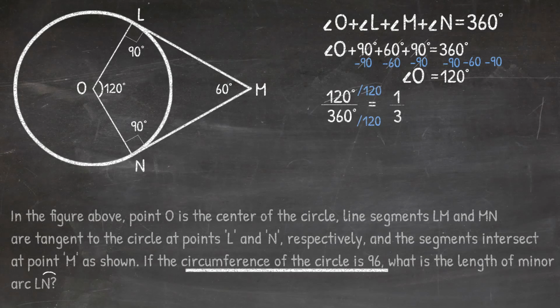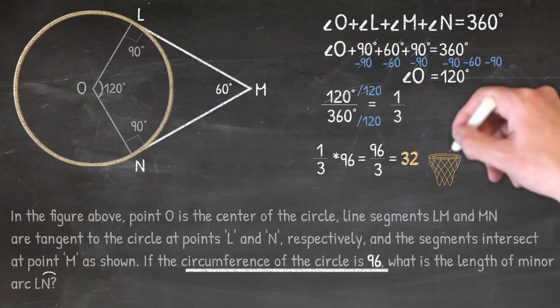And since we're provided the length of the circumference as 96, 1/3 of that would be our answer. So let's multiply 1/3 by 96, and let's set it up as a fraction, 96/3. And once we perform this calculation, our answer is 32. This is our final answer.